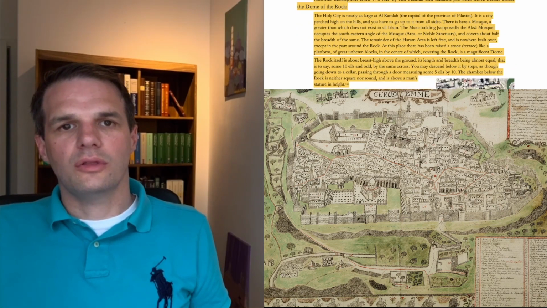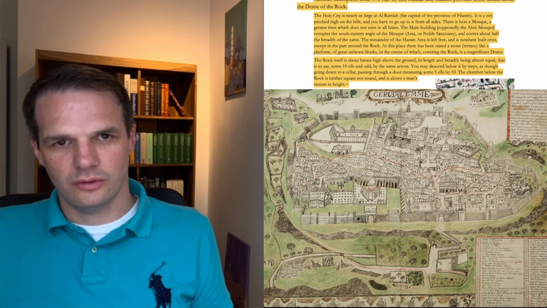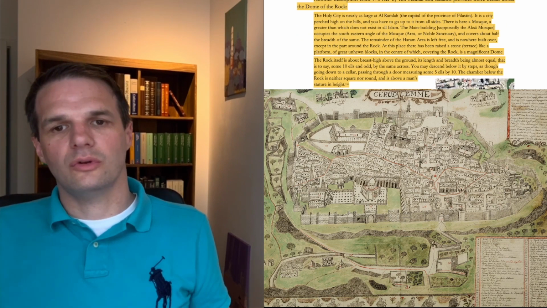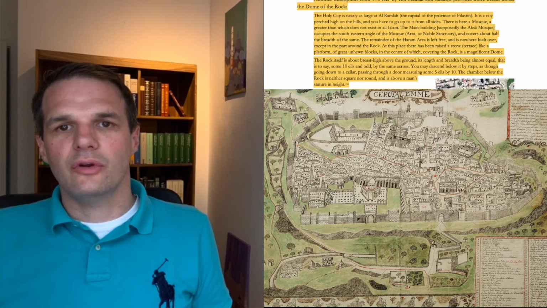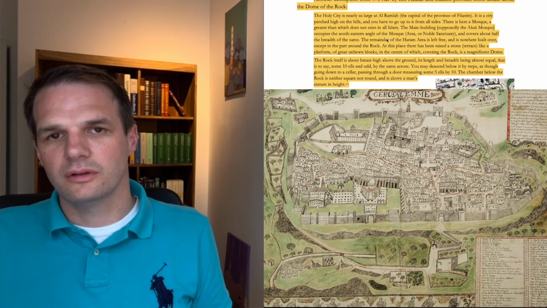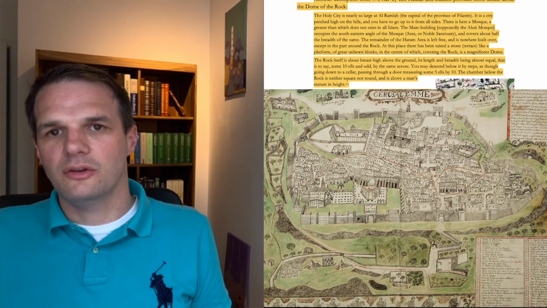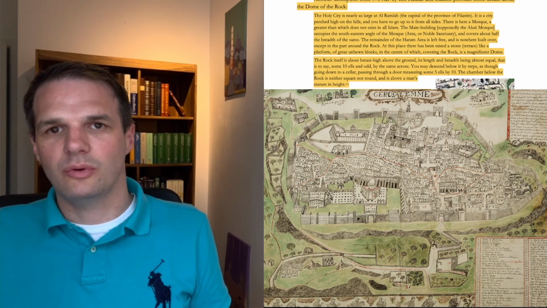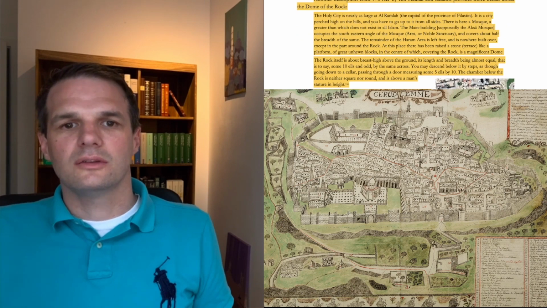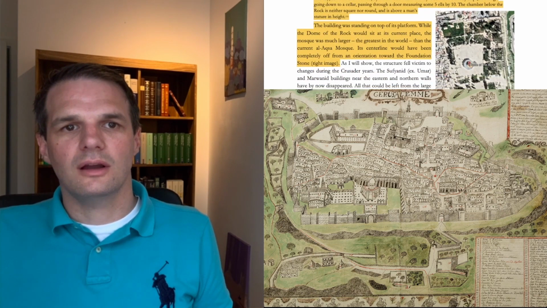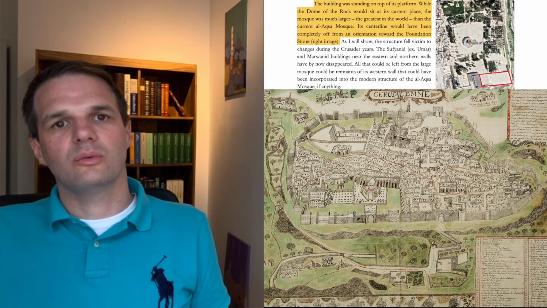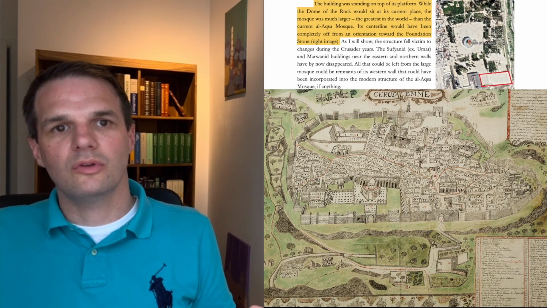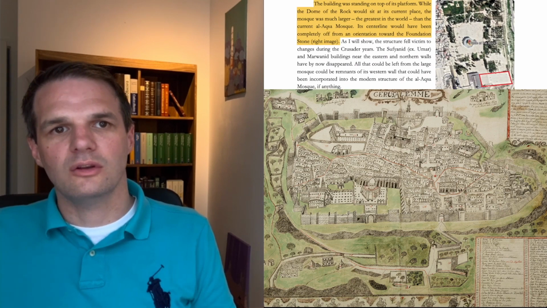So the author is not saying that the Al-Aqsa Mosque, as we understand it today, is the greatest mosque in all of Islam. He's talking about the Temple Mount, clearly, because he also refers to the Al-Aqsa Mosque as the main building of the mosque, right? And again, A.J. understood this, and he put in brackets, the main building is supposedly the Aqsa Mosque. So I don't understand how he can then come to the conclusion here that the building was standing on top of its platform while the Dome of the Rock would sit at its current place. The mosque was much larger, the greatest in the world, than the current Al-Aqsa Mosque.